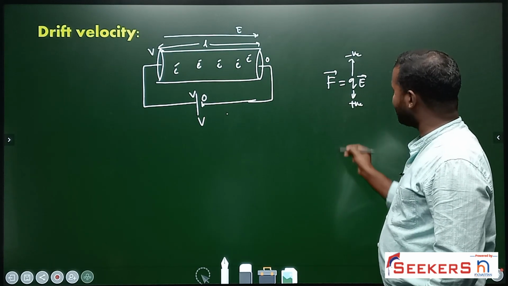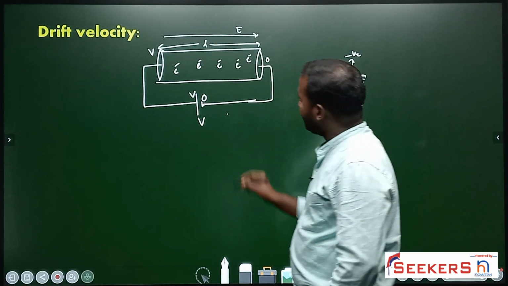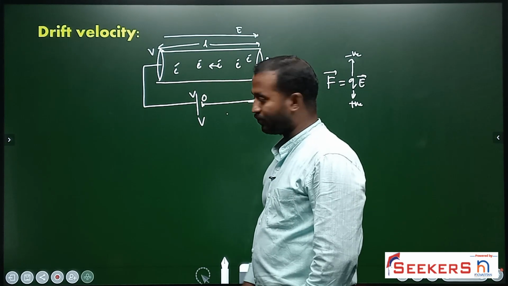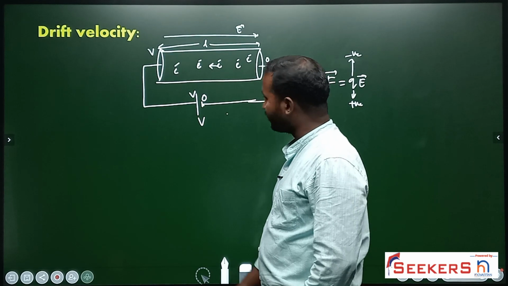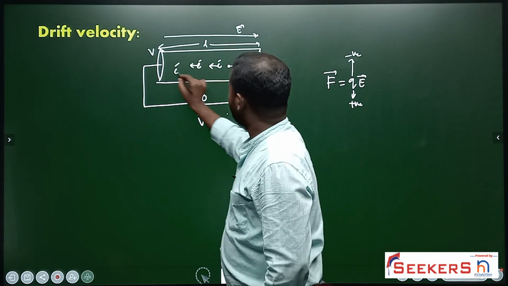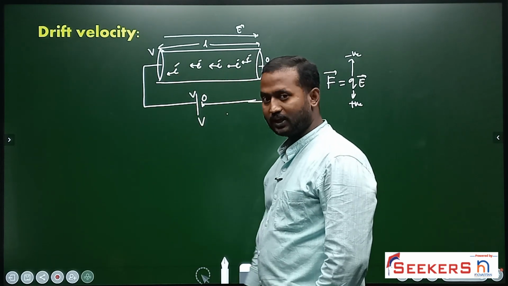The force experienced by these charged particles will be in the opposite direction. Here you can see electrons are negatively charged. Hence, they will experience a force in the opposite direction to this electric field. I hope you can see that. Now all these electrons will drift with a certain velocity. That velocity is nothing but the drift velocity.